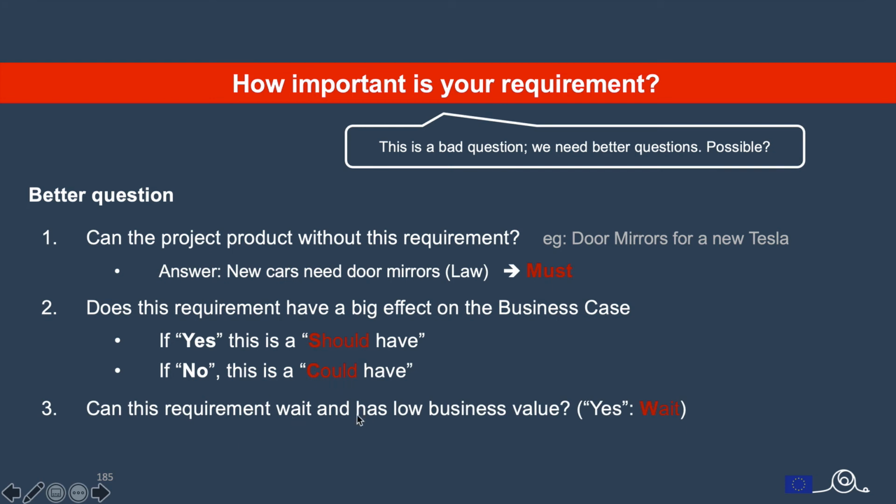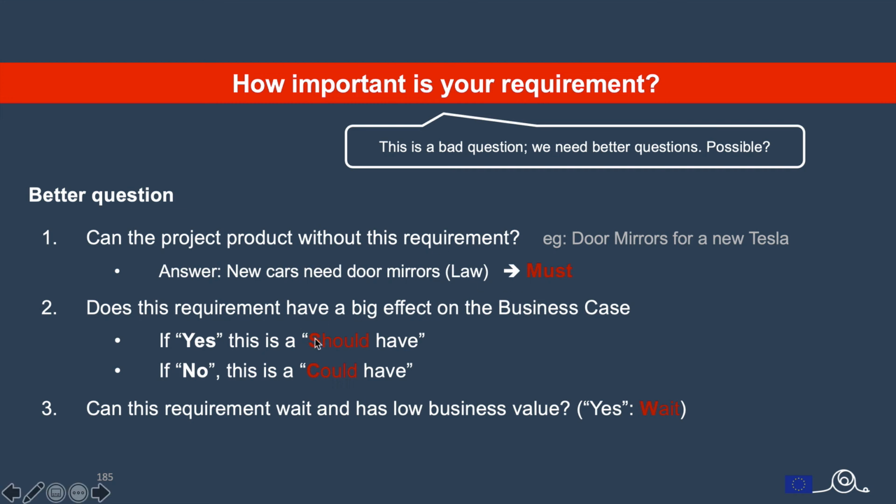And then can this requirement wait and there's no business value? Well, then any other fancy thing that people never use that is in a car, then that could be here. Okay, good. So that gives you an idea. So the most important questions are the two first ones. Can the project work without this requirement? And does it have a big business case or good feedback on the business case? Okay, and that means you get your must and your should.